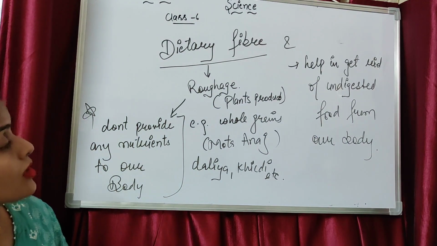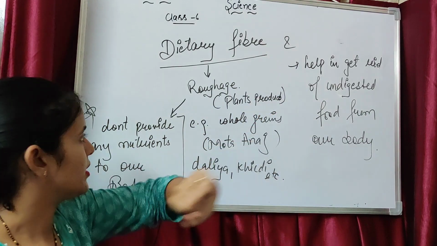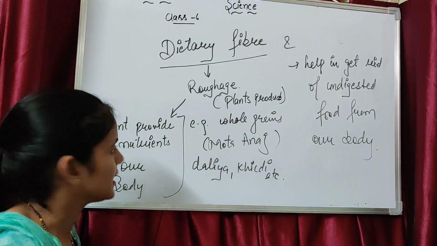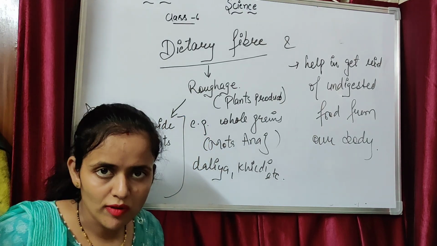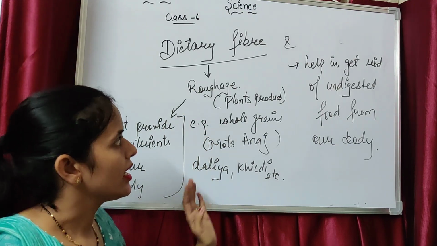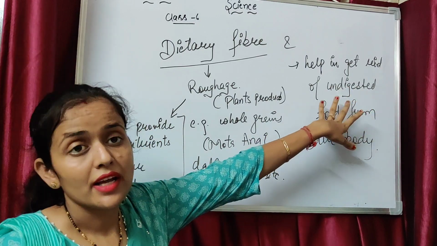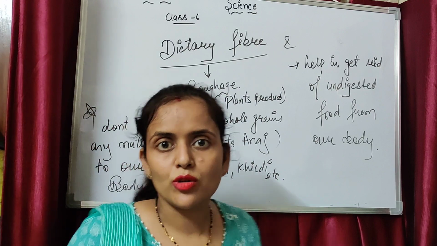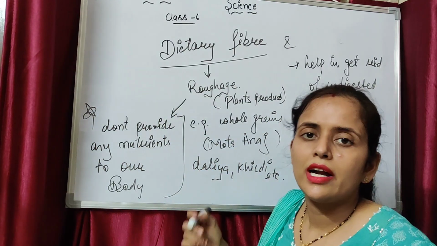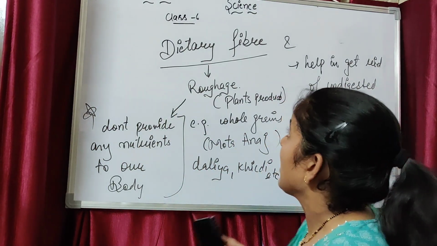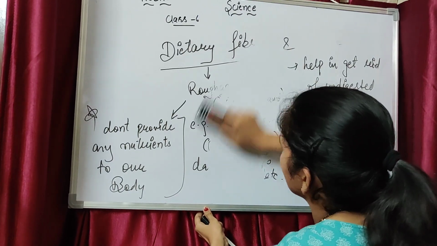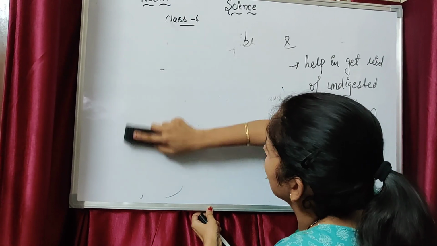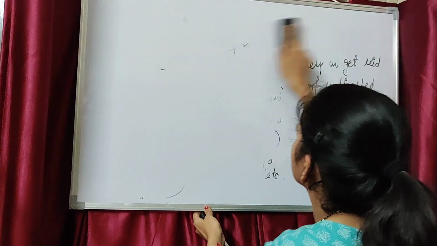So take a look at dietary fibers. Dietary fibers are also known as roughage. Roughage are totally plant products. Examples: whole grain, mota anaj, dalia, khichdi, etc. Roughage will not provide any nutrients to our body, and it helps get rid of undigested food from our body. Okay. So for today this is enough, and tomorrow we will do part 2 of this chapter, which covers balanced diet and the table of vitamins, functions of vitamins, etc.